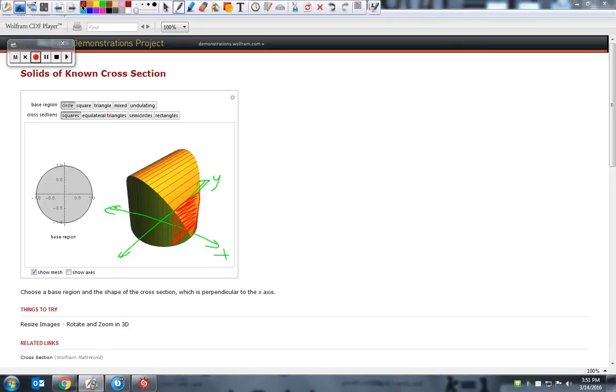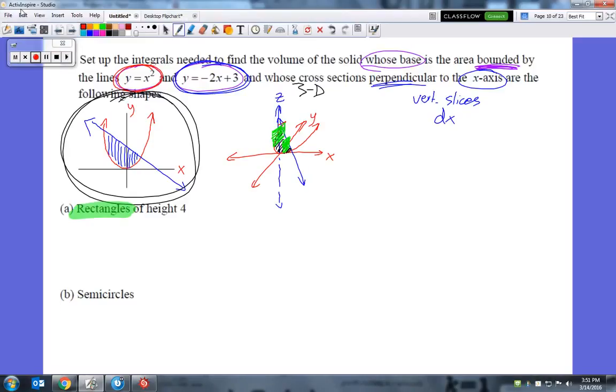Okay? So what we're going to do is, we know to find the volume, we need to integrate some kind of area. And I'm going to do A of x because we have vertical slices. So it's A of x dx. So I need to find an area formula that is written in terms of x. So rectangles, we know the area formula for that is base times height. So base times height is what I'm going to put here for my A of x.